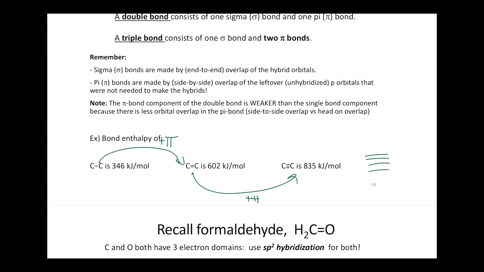So let's think about this. What interaction do you think we have to add to go from a triple bond to a quadruple bond? I think a student might say, oh, another pi interaction, maybe. That's a good guess, but let's think about it.